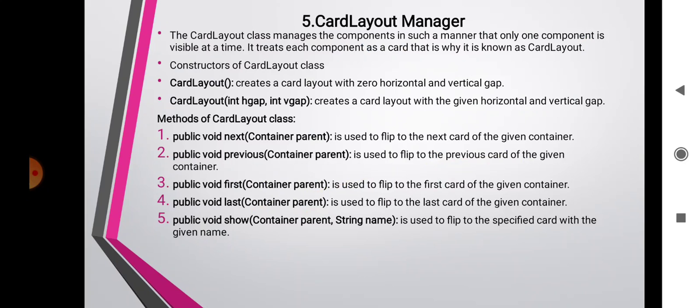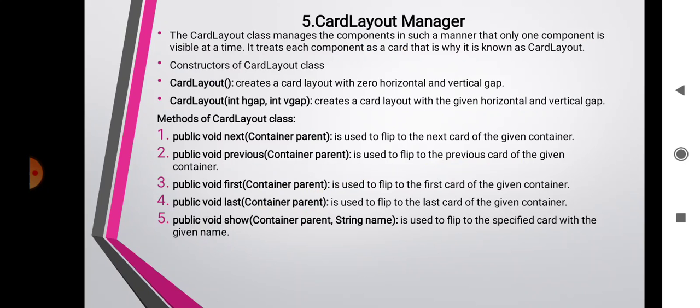The CardLayout class is unique among the other layout managers in that it stores several different layouts. Each layout can be thought of as a separate index card in a shuffled deck, so that one card is on the top at a given time. It has constructors. First one is the CardLayout empty constructor. It creates a card layout with 0 horizontal and vertical gap. Second is CardLayout(int hgap, int vgap), which creates the card layout with the given horizontal and vertical gap.